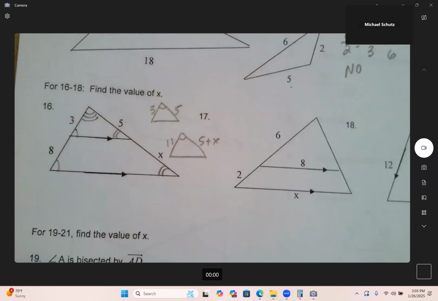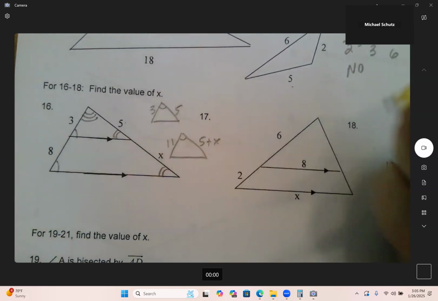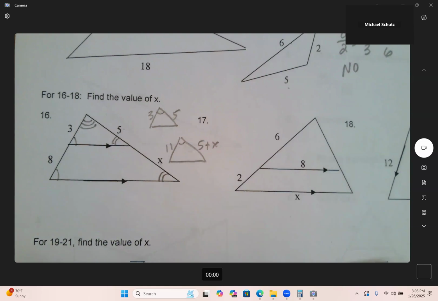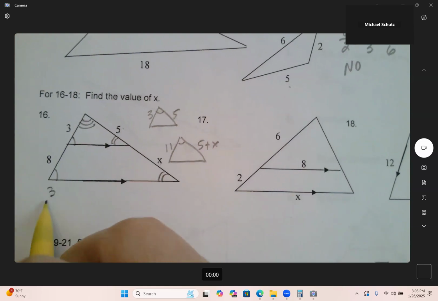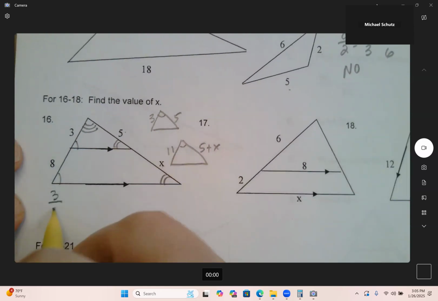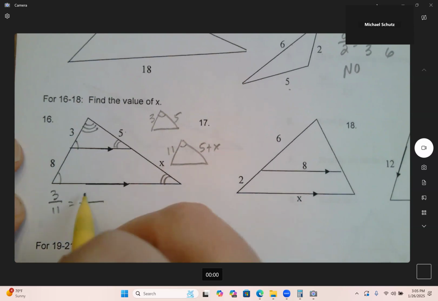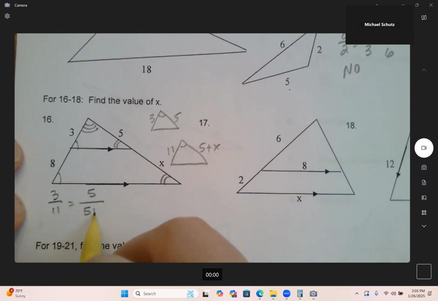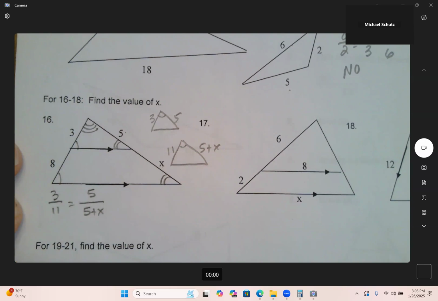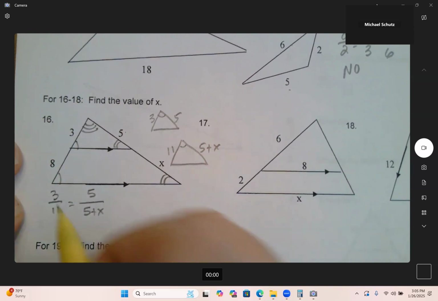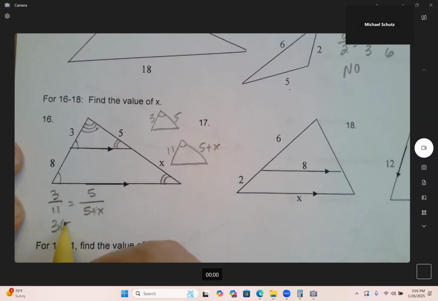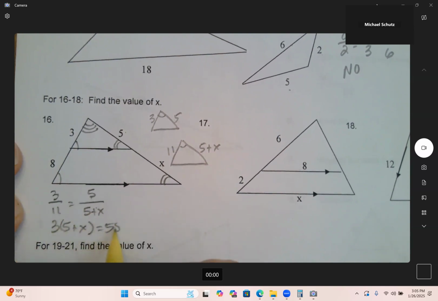We know that these triangles are not congruent, but similar to one another. So our proportion is going to be that 3 corresponds to 11 and 5 corresponds to 5 plus x. So now we're going to cross multiply: 3 times 5 plus x equals 11 times 5. I'm going to distribute the 3.